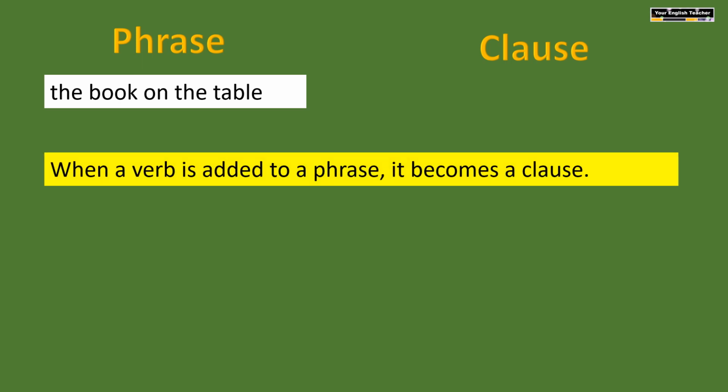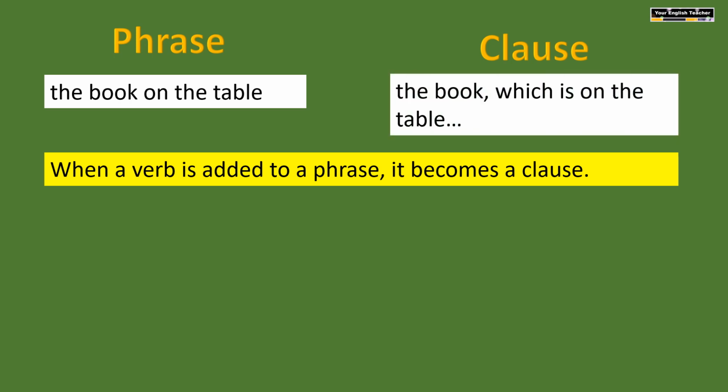See, when a verb is added to a phrase, it becomes a clause. So what is the phrase we have? The book on the table. Now what do we have to do to make it a clause? We need to add a verb to it. So the book, where is it? The book is on the table. So the book which is on the table. Now we have made it a clause. Why? Here the verb is there, is: the book which is on the table.